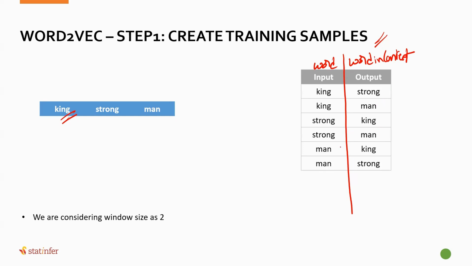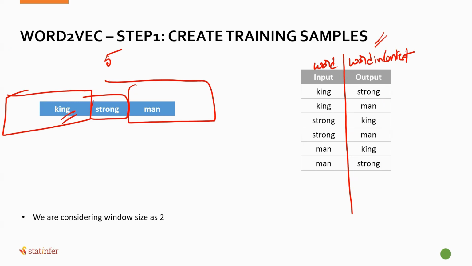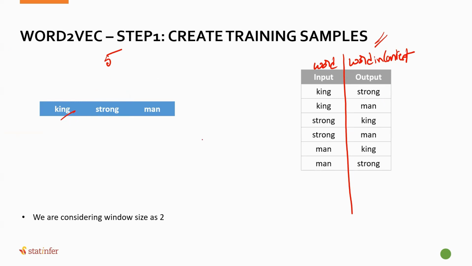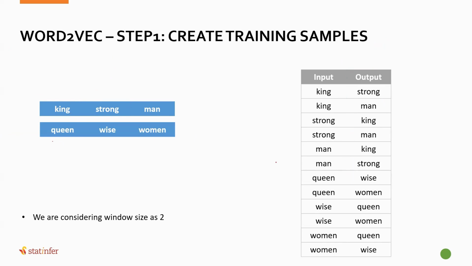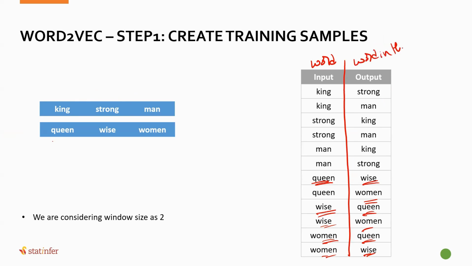Strong is in the context of king and man. Man is in the context of king and strong. These are shorter sentences. Originally, you can define the context window. If I define my context window as 5, then I'll go 5 words prior to this and 5 words following this as the context. If I take another sentence, queen is a wise woman. Queen is in the context of wise and woman. Wise is in the context of queen and woman. Woman is in the context of queen and wise. So that is step 1. Step 1 is creating a data set where the input is the word and the output is the word in the context. Context is nothing but surrounding words.